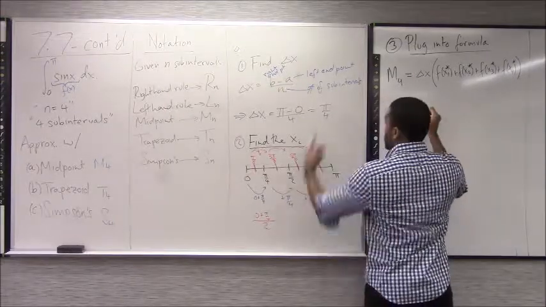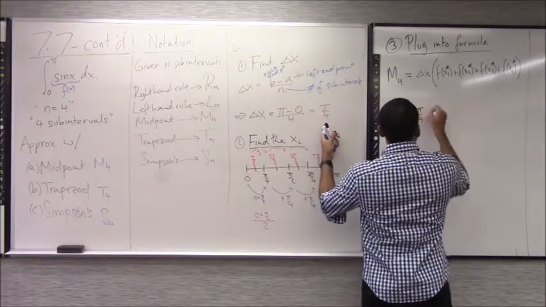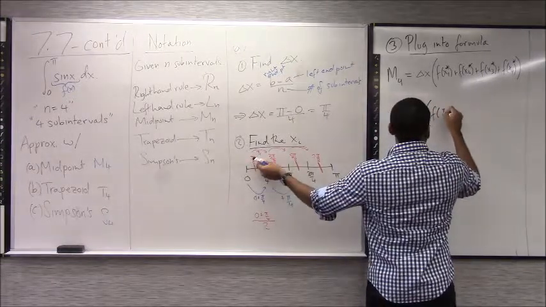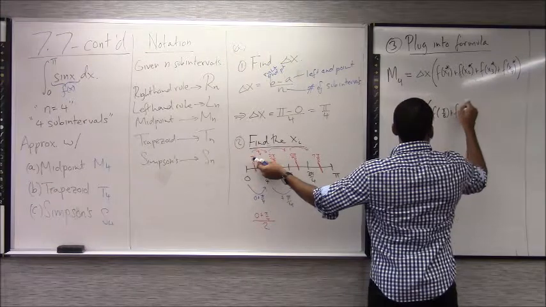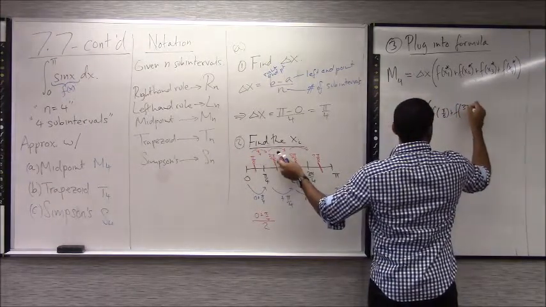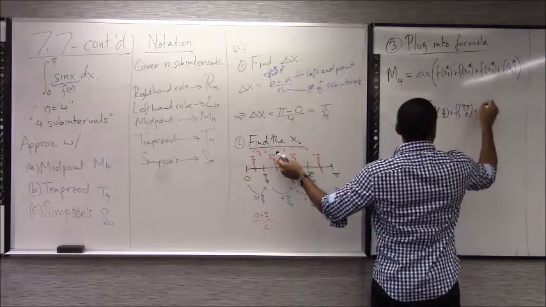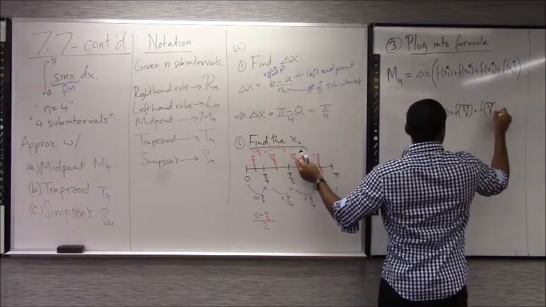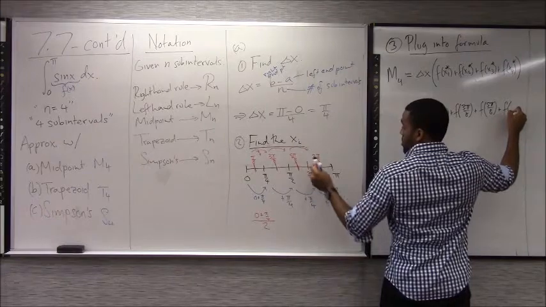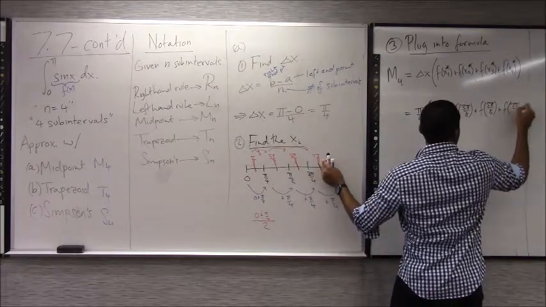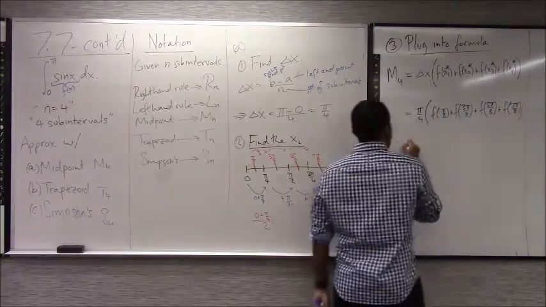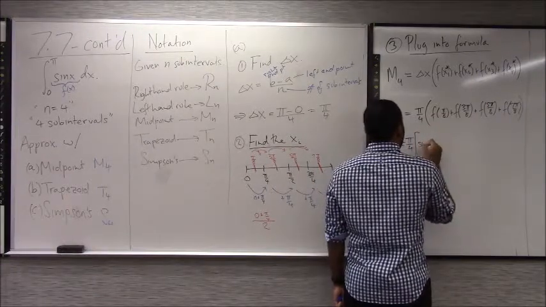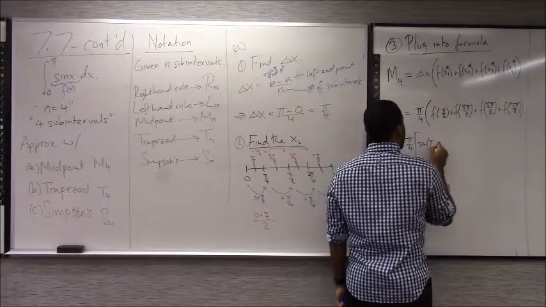So your delta x is going to be pi over 4. And now you're going to have f of pi over 8 plus f of 3 pi over 8 plus f of 5 pi over 8 plus f of 7 pi over 8. Which in this case your f is just sine.